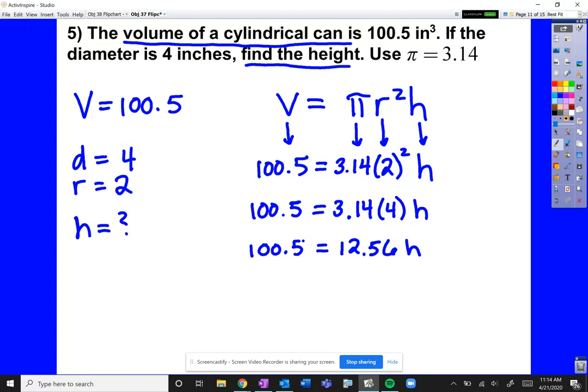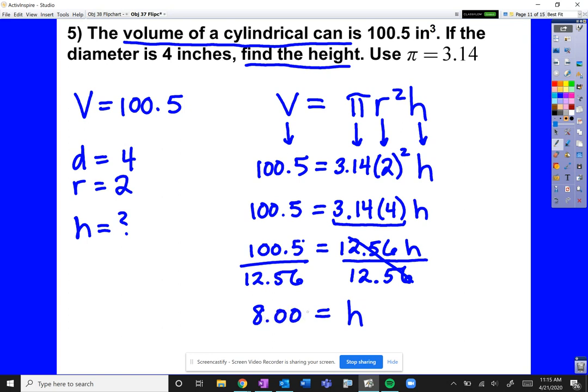Okay, we did some multiplying, so we multiplied these two to get 12.56. And now, how do we get rid of a multiplier in front? We got to divide. So we'll divide both sides by 12.56. Those cancel. We're left with h. Let's go to our calculator. 100.5 divided by 12.56. We get 8.001. Pretty close, right? I'm going to go ahead and just call it 8 inches.